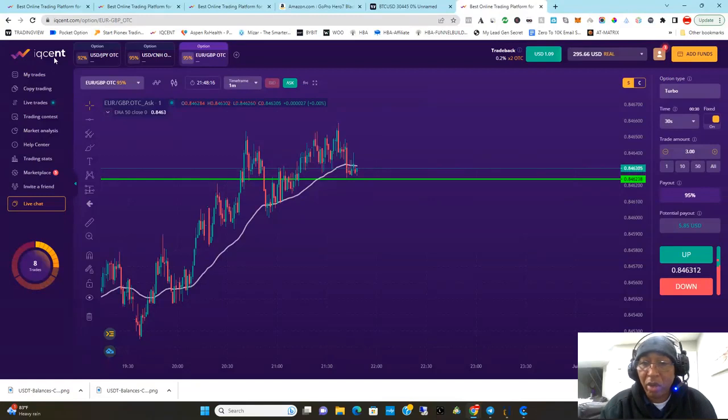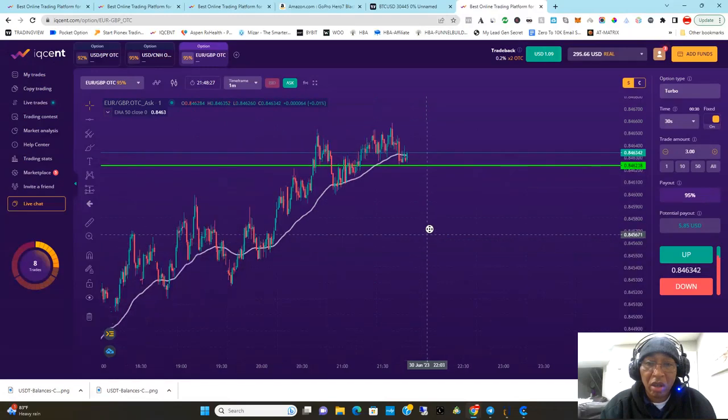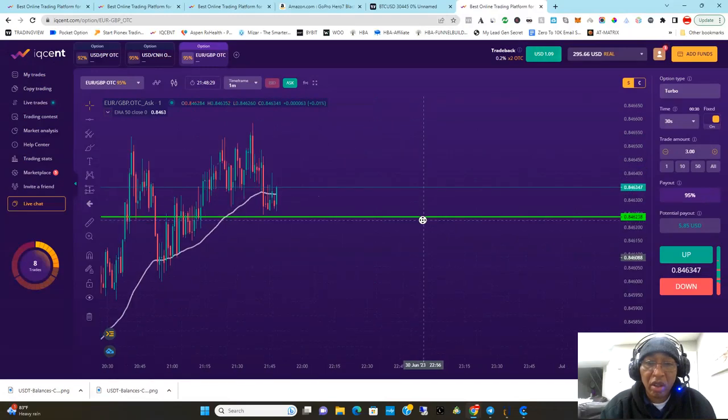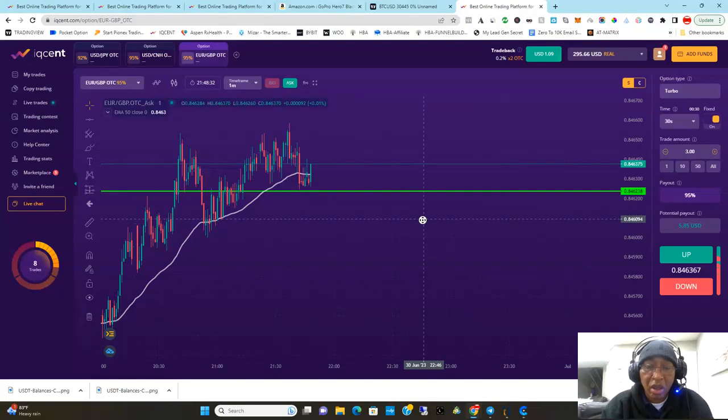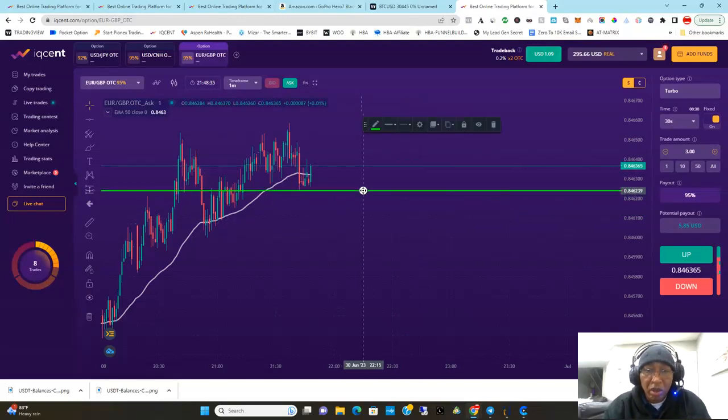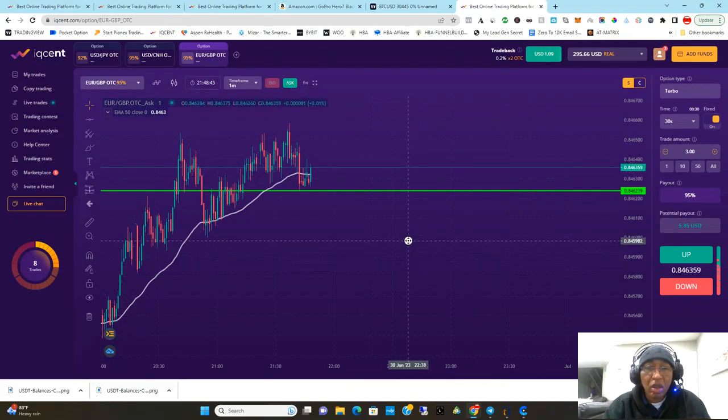So I'm just waiting for it to come down and then I will push up. So far it has not come down. As you can see, maybe we can move this a little bit there. Okay, so we just have to be patient until these come down.